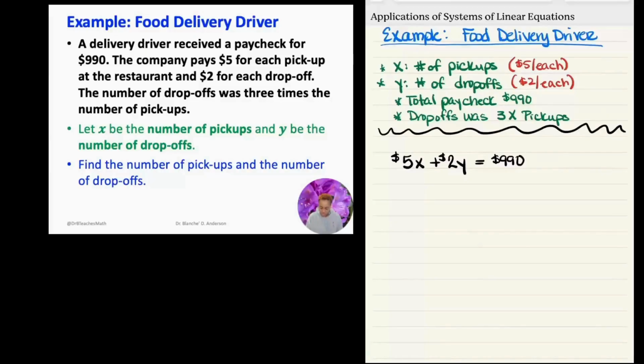So that's one equation. When you're trying to solve for X and Y, you need the information to figure it out. The way they lay this out, you could easily just plug and chug, but because we're talking about systems of linear equations, I'm going to show you how to walk it through. So think of this as our first equation. Now for our second equation, the only information they give us about how many is that the number of drop-offs, which is Y, was 3 times the number of pickups.